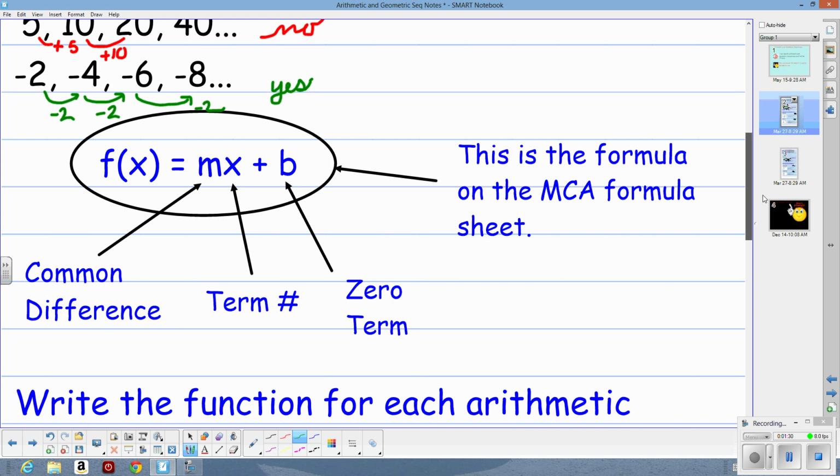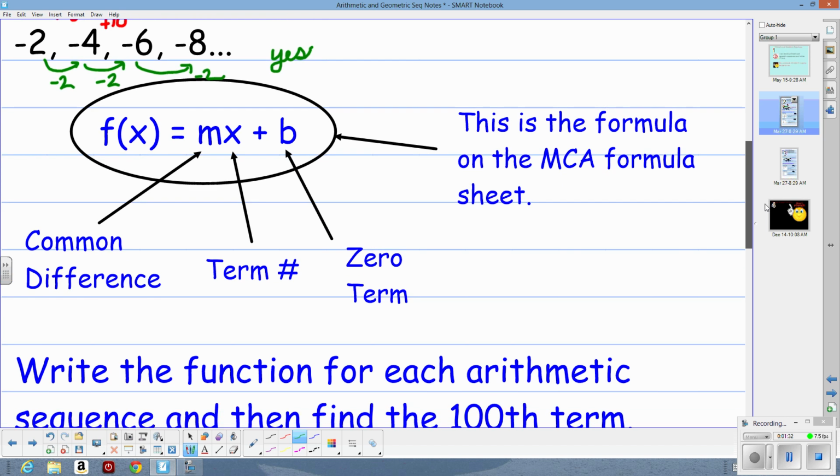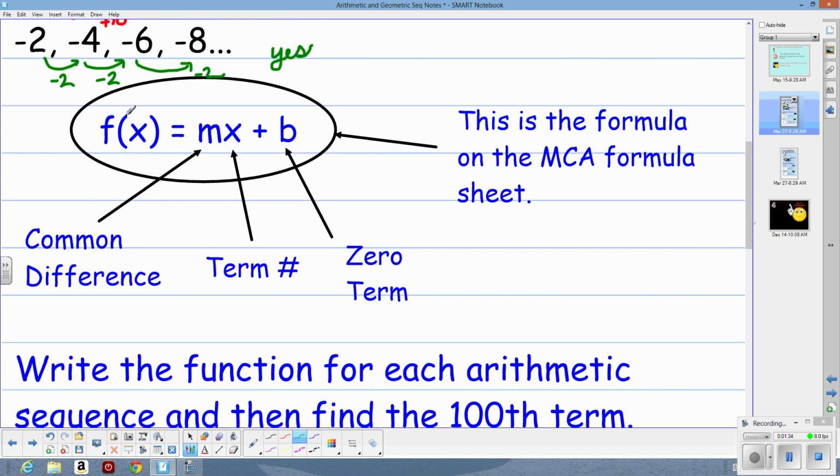The formula that will be found on the 8th grade MCA test for arithmetic sequences is f of x equals mx plus b. This can be used to help you find any term number that you're looking for. The slope, or the number in front of x, is the common difference. It's what it's changing by. And then b is the zero term. And then x is where you plug in whichever term number it is that you're looking for.